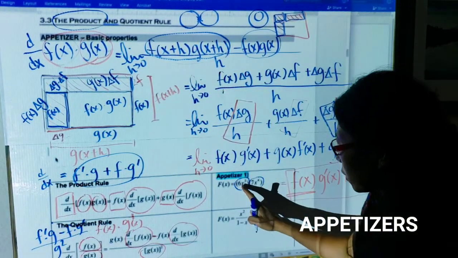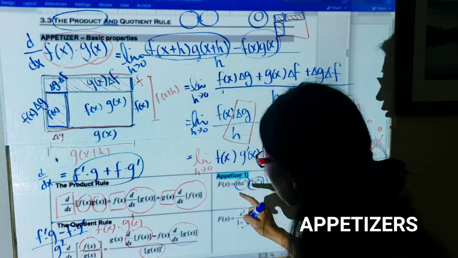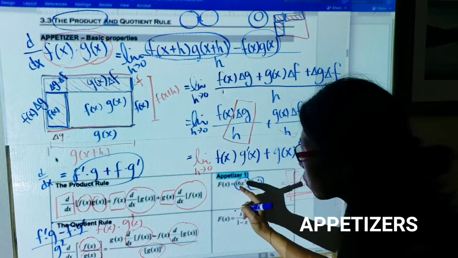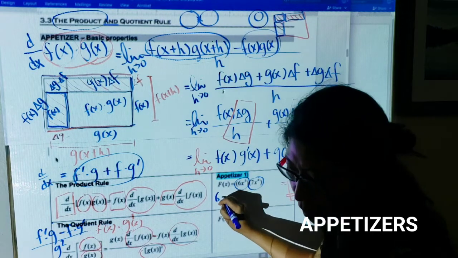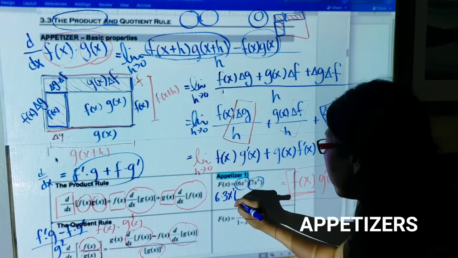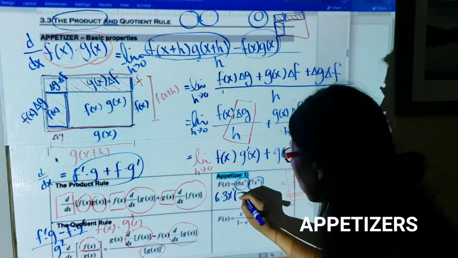So let's look at the example here. If I look at this one, I see that this times this. So take a derivative of this one first. 6 times 3x squared. And then leave it, which is 7x to the 4.